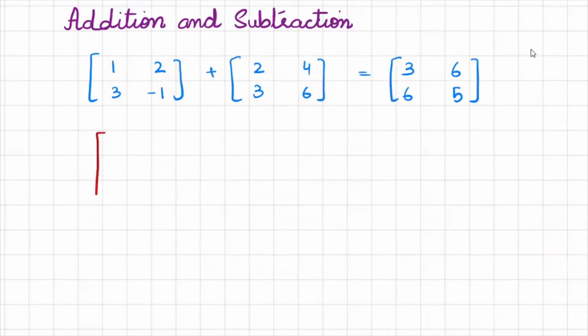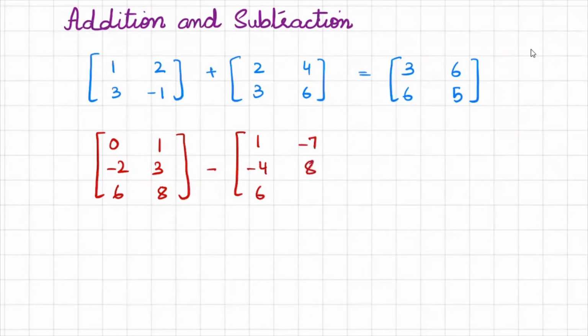All right, let's take this dimension. 0, 1, minus 2, 3, 6, 8, subtracted by 1, minus 4, 6, minus 7, 8, and 10. All right, let's simplify this. So 0 minus 1 is a minus 1. Then 1 minus 7. If you want, you can always write this down in a working column. So this would be 1 minus 7, which is 1 plus 7, which is written as 8. So we will be writing 8 as our answer.